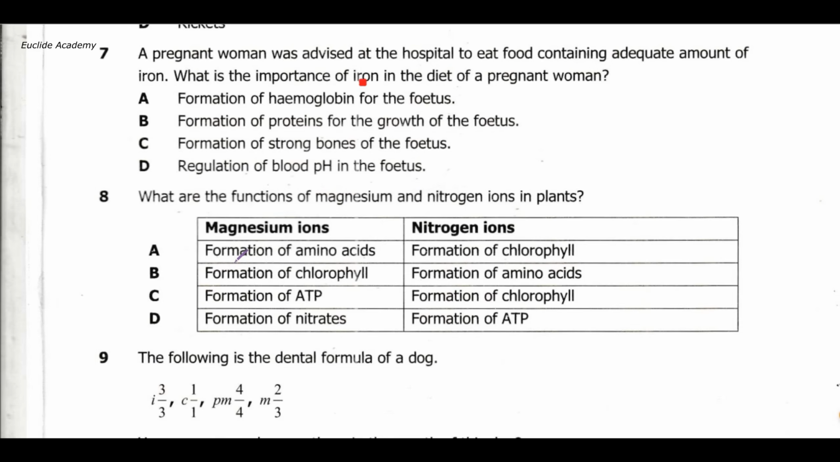What are the functions of magnesium and nitrogen ions in plants? So nitrogen ions are mainly related with the formation of amino acids, which as a result are going to make proteins. So we have to relate nitrogen ions to proteins and magnesium to formation of chlorophyll. So this is the answer.